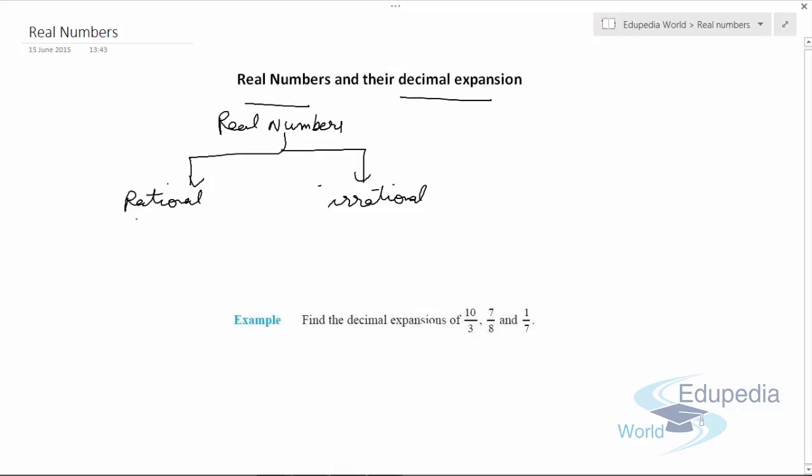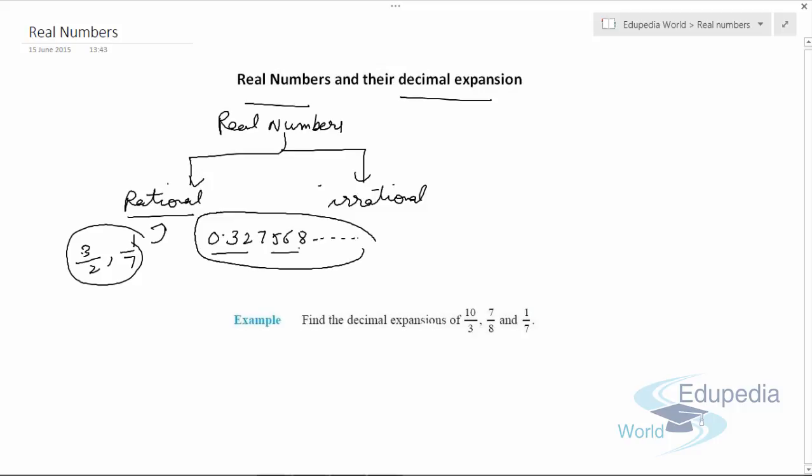Okay, now we can very easily identify if the number is given in a fraction, because if the number is given in fraction like 3 upon 2 or 1 by 7, we can directly say that it is a rational number. But what if the number is given in decimal expansion, like say the number is 0.32756 and it goes on. So whether this number is rational or irrational is very difficult to say directly. So there are certain steps and rules to check whether the number is rational or irrational number.